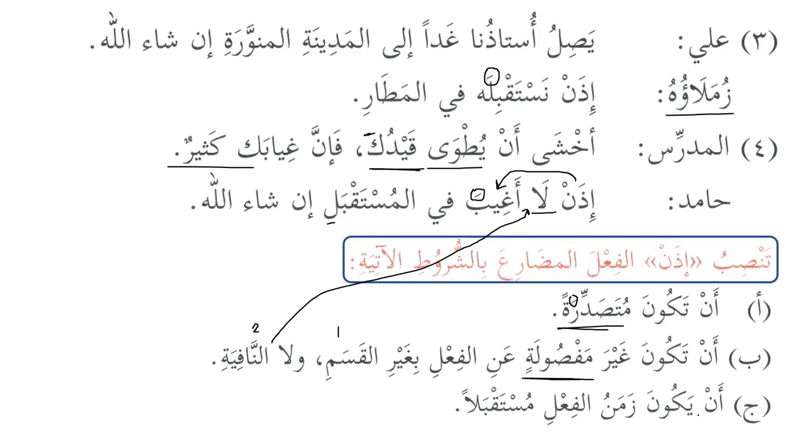And condition number 3 is أن يكون زمن الفعل مستقبلا, that the tense, or the time, should be for the future, and that means it should refer to the future time. If it does not refer to the future time, then what's going to happen? The mudari will not become mansub. So did you understand?